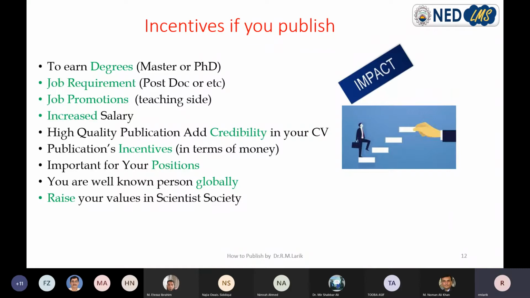Publications, when you publish in impact factor journals, some incentives are given, and your positions. So when you publish, the people around you, the scientist society globally, you are known to the people, and your value gets raised in the scientist society.